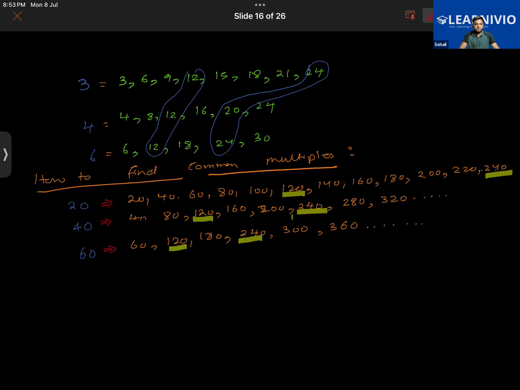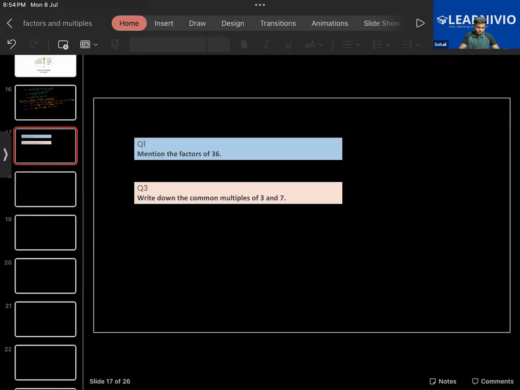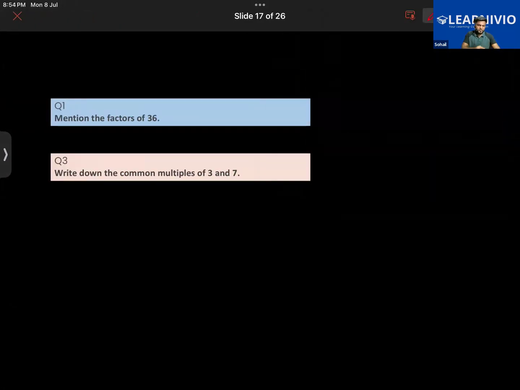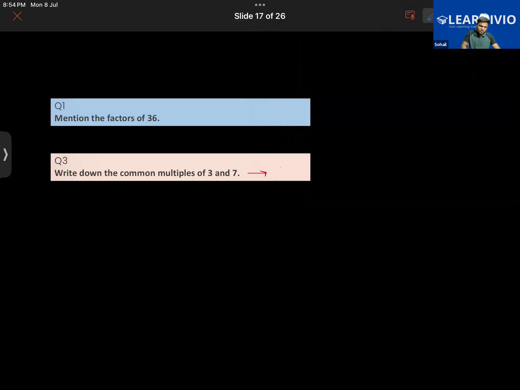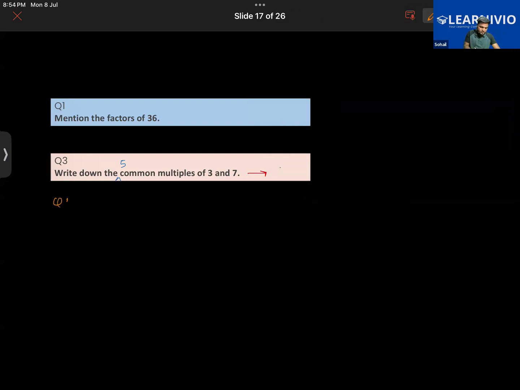I'm giving you some numbers. You have to find the common multiples of those given numbers. Do both of us have to do the same question? No, I'm going to give you separate questions. Question number 3: find at least 5 common multiples of 3 and 7. Who would like to do this question? I will write. Okay, good.